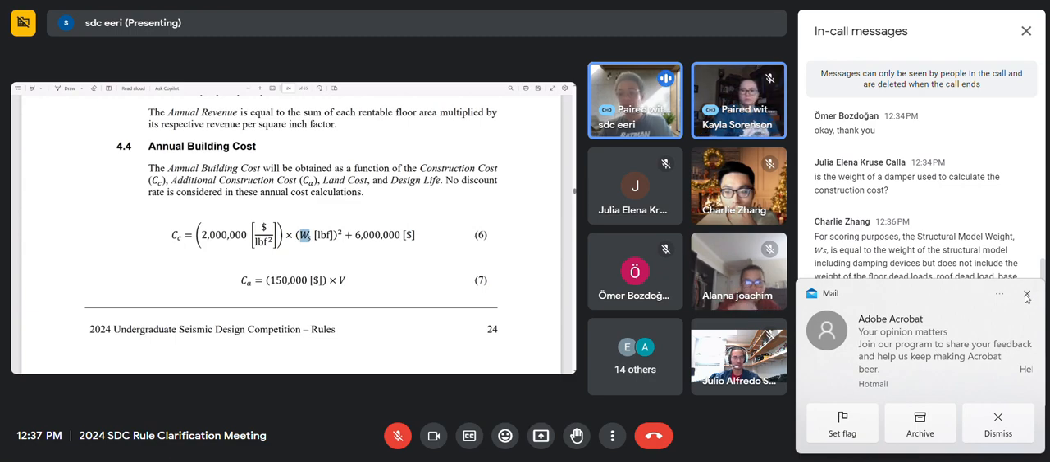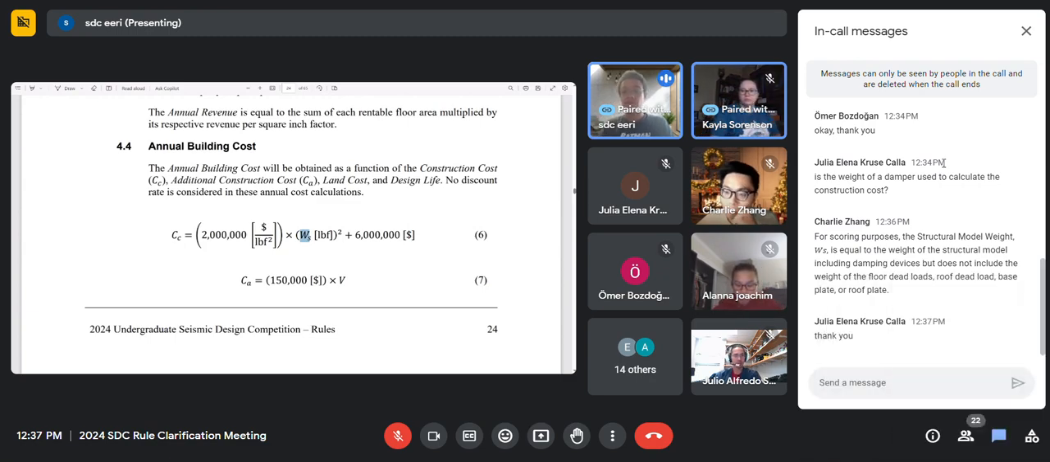Thank you for the clarification there, Charlie. Yes, it does not include the weight of the floor dead loads. It's just the weight of the structural model. Basically, what you bring to us, we weigh, and we subtract the base plate and the roof plate using the replicas that you are asked to provide. Those plate replicas, or secondary plates, are used to estimate the weight of the original plates and subtract it from the building.